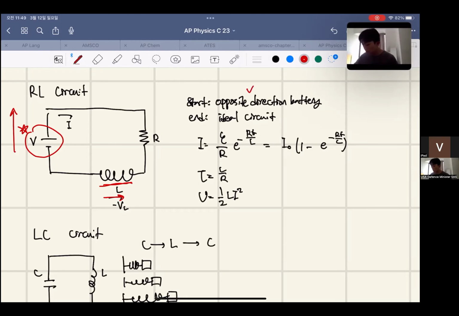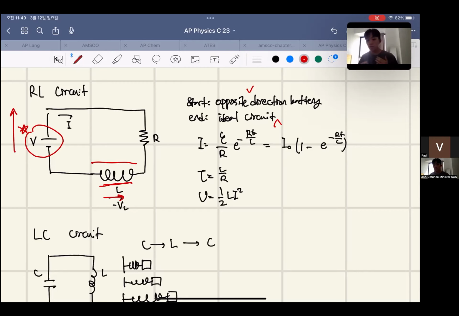So again, at the start, the inductor works as an opposite-direction battery, but at the end, it's going to work like an ideal circuit, because after an infinite amount of time, you had enough time for the current to increase from zero to maximum without a sudden change. So the current will reach its maximum point, meaning that the voltage created by the inductor would be zero, meaning that it's going to simply work as an ideal circuit without any obstacles, just like a connected wire without any elements on it.